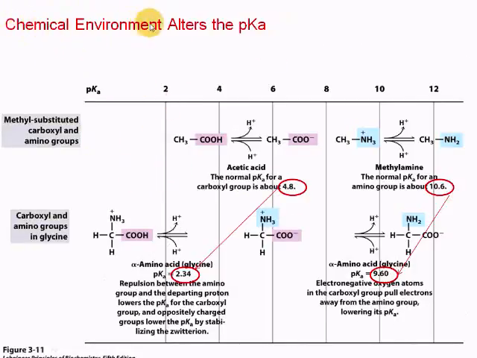Okay, chemical environment alters the pKa. So the teacher kind of likes this idea, but we're going to look at this carboxyl group. It normally has a pKa of 4.8, but if you throw on an amine group, it changes the pKa. When I say chemical environment alters the pKa, I mean that if you add certain groups to the carbon, it can change the pKa of that proton. And the same thing for the amine group over here.